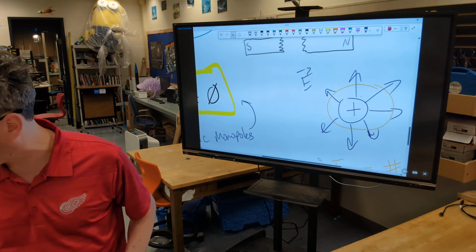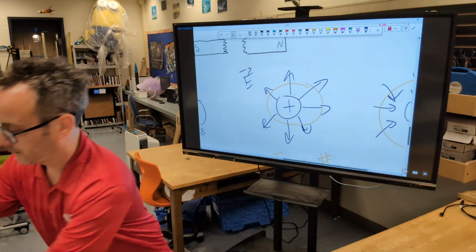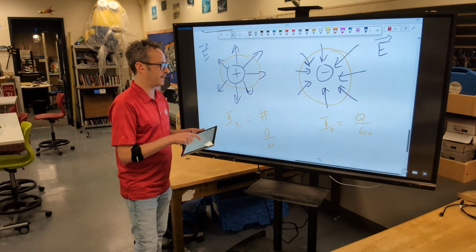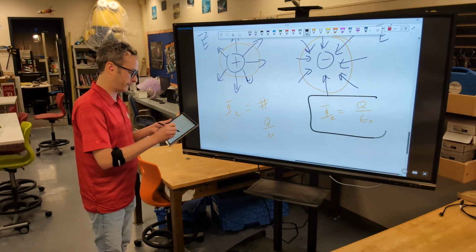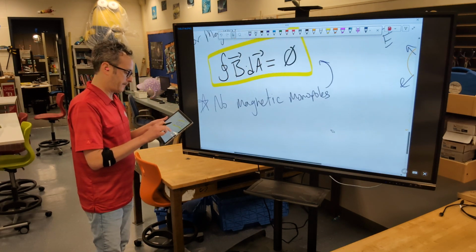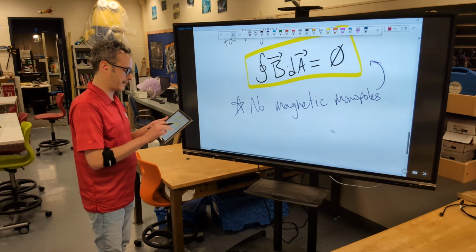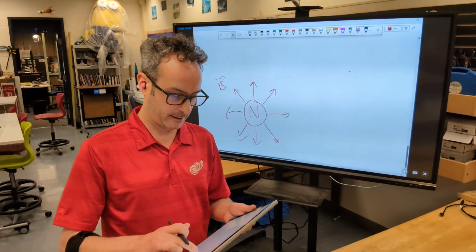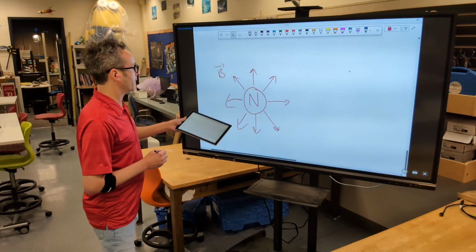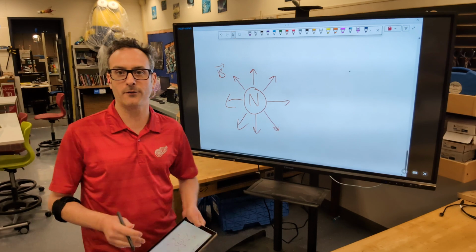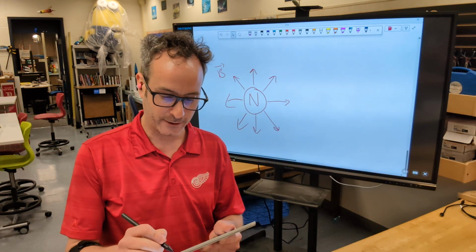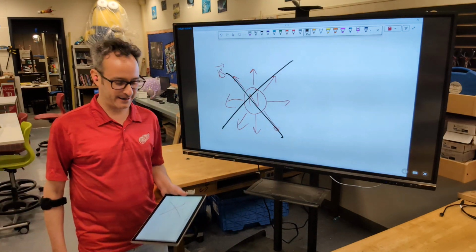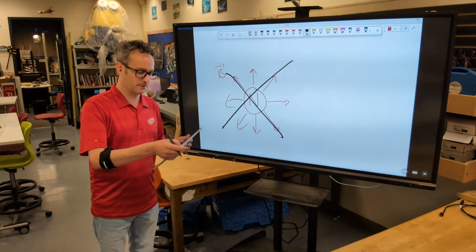Again, there are electric monopoles, like positive and negative charges, and that's why the flux is equal to some constant. But here, there are no magnetic monopoles, so the flux in this case is equal to 0. So this is Gauss's law for magnetism. Having just a north pole that radiates out magnetic field does not happen in nature. Okay, there you go.